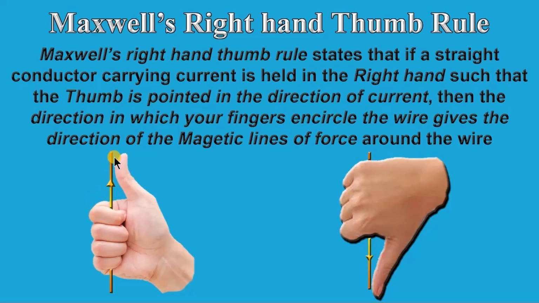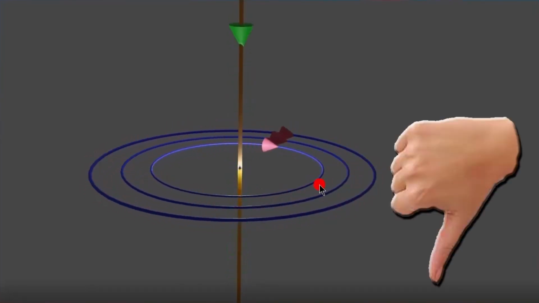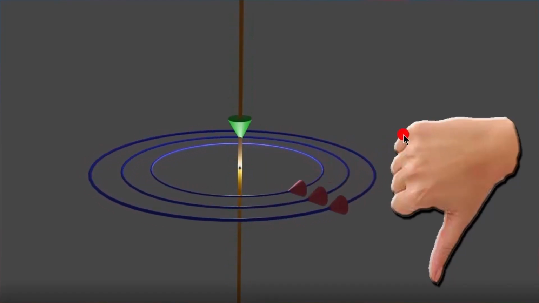See here, current is going upwards in the direction of the thumb, so it will be in this direction, while here current is going downwards in the direction of this thumb, so it will be in anti-clockwise direction, just opposite to the other one. See, when the current is going downwards, the magnetic lines will be in the clockwise. To remember this, hold your thumb in the direction of this current, then the direction in which the other fingers are pointing will be the direction of the magnetic field.